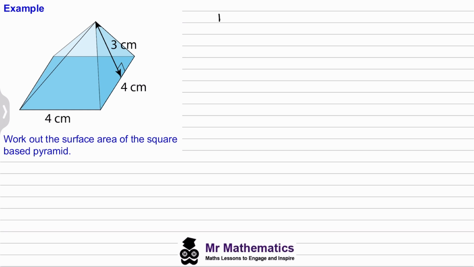If we begin with a base, this will just be a 4 by 4 centimeters square. So this will have an area of 16 centimeters squared. And then we need to work out just one of these triangles. Because it's a square-based pyramid, they'll all be congruent, they'll all be identical.